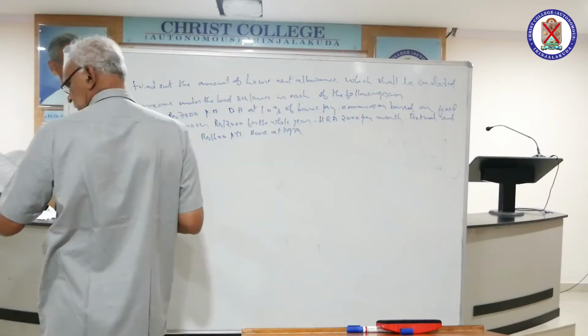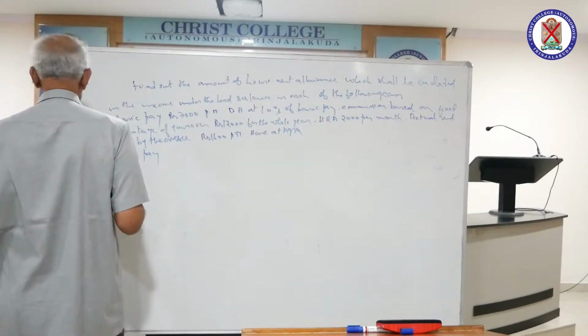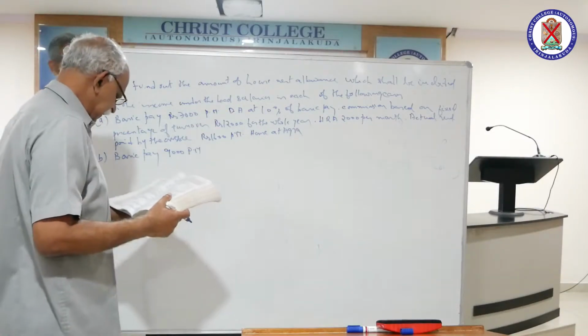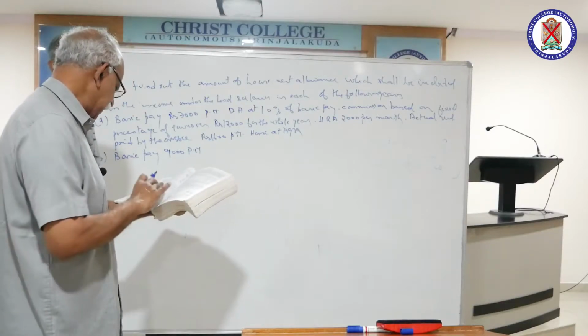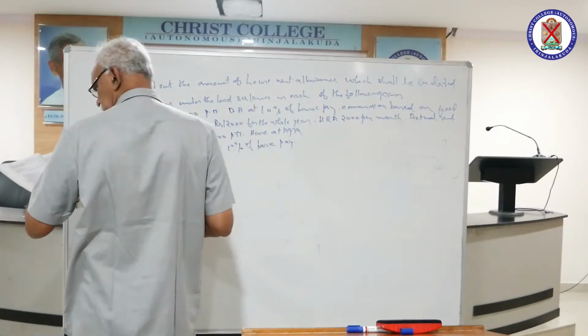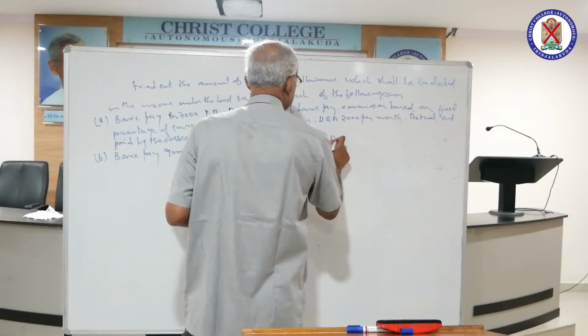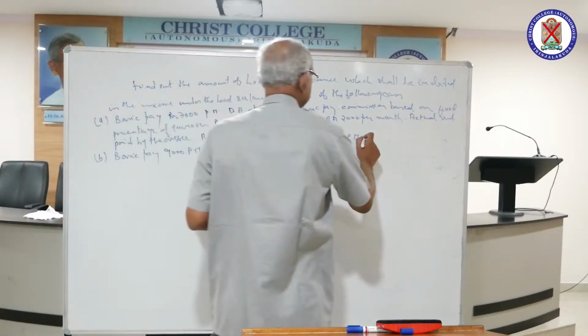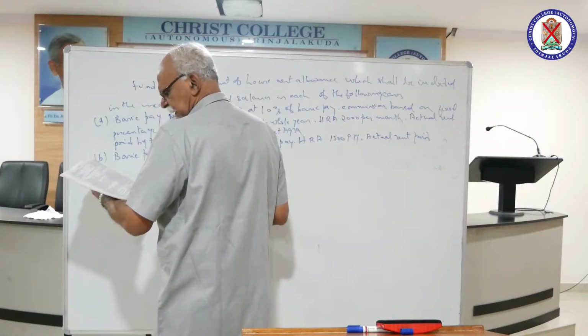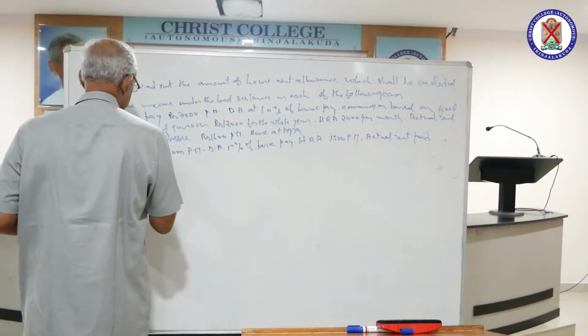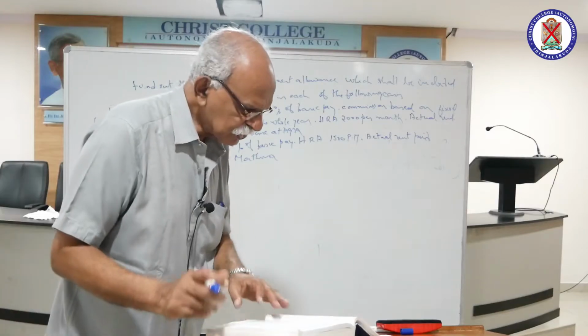House at Agra. B. Basic pay rupees 9,000 per month. DA 10% of basic pay. HRA 1,500 per month. Actual rent paid 2,100 per month. House situated at Mathura.